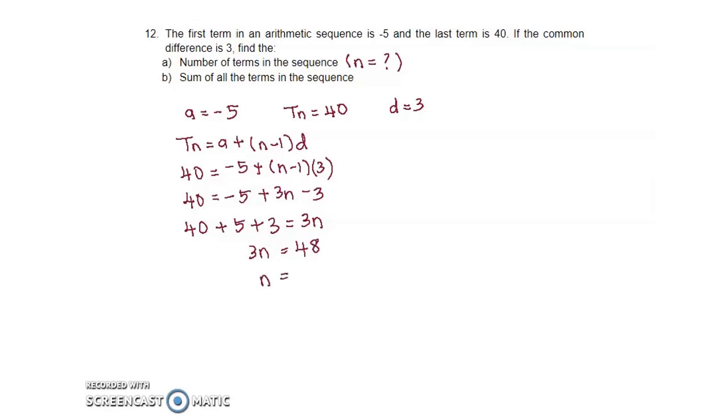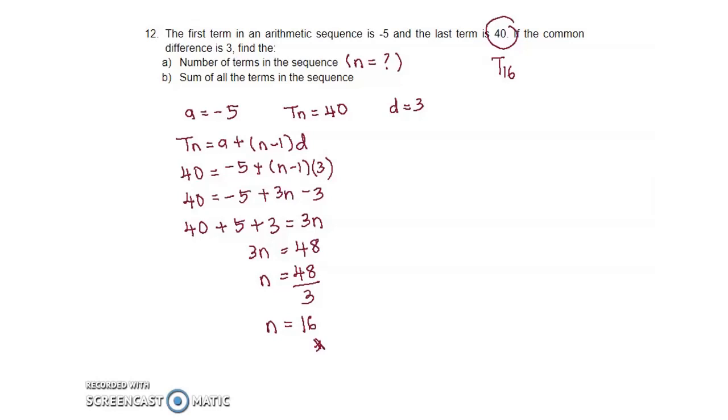So n equal to 48 divided by 3. So remember, when we calculate n, it cannot be negative. So 48 divided by 3 equal to 16. So meaning to say that 40 is T16. Okay, so altogether the sequence has 16 numbers.